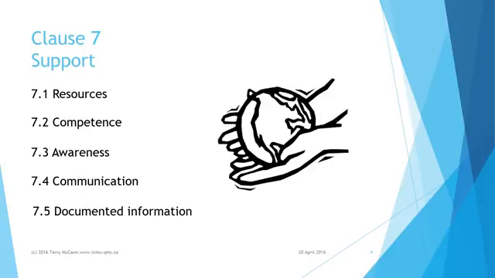Finally, Clause 7 requires that you properly and responsibly manage EMS documents and records. You start by determining how extensive your documentation needs to be, and then ensure that all of the EMS relevant documents and records are properly controlled.